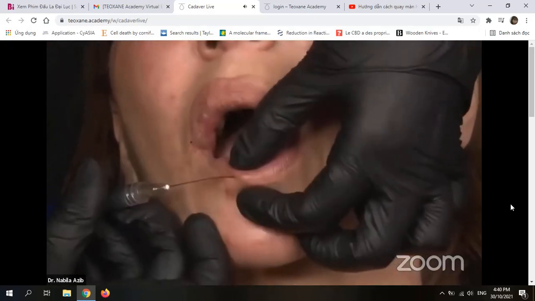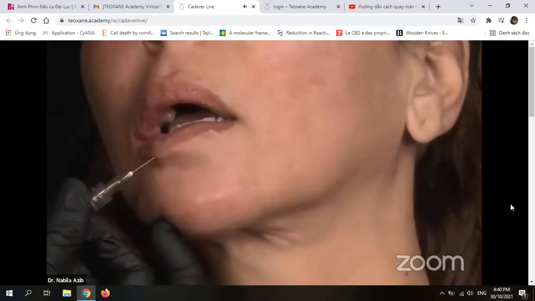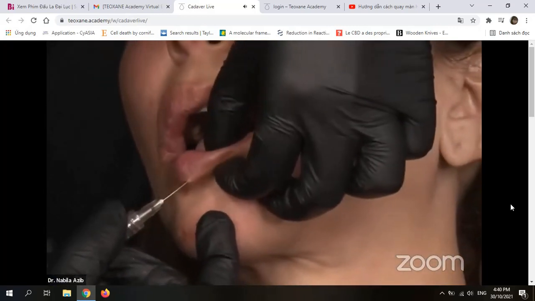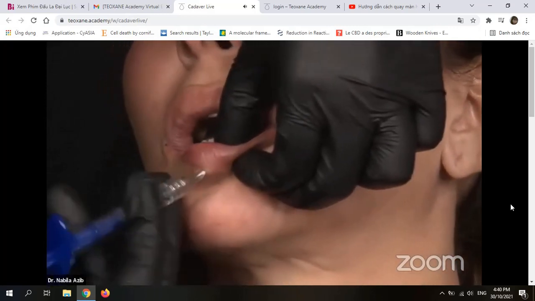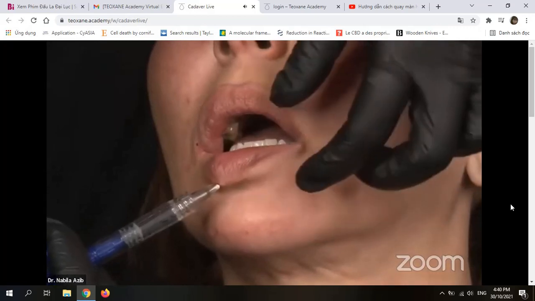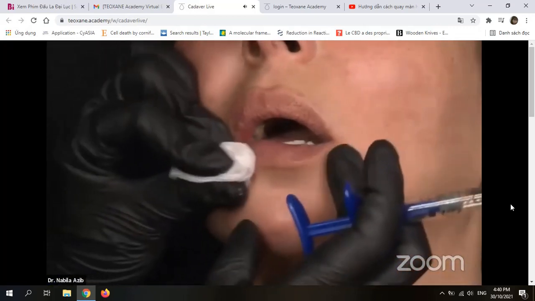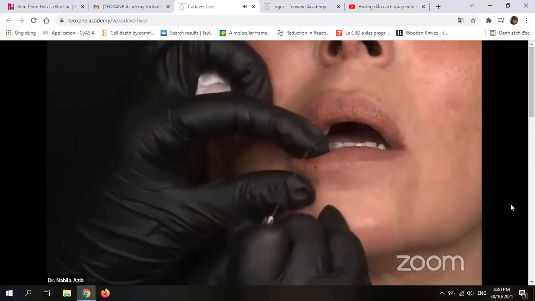And once again, being very superficial. It's like my cannula is far, that is a little bit more painful. Okay, look, I'm very superficial. I'm already at the other corner of the lips, and I inject with a quick retrograde line once again.